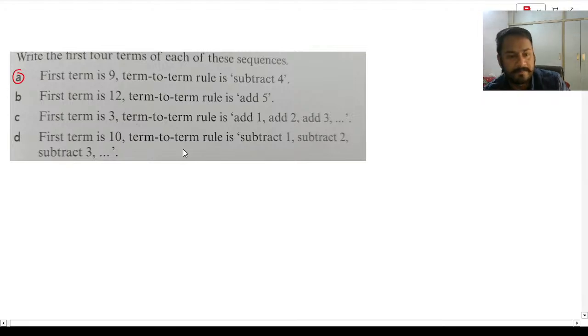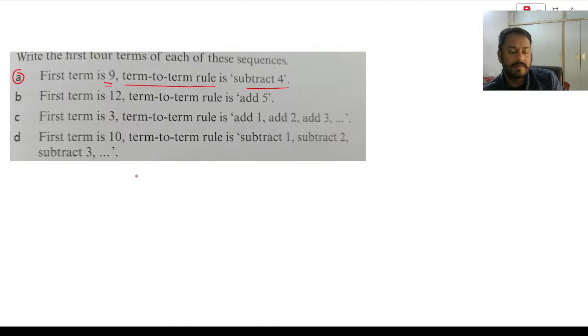Okay, so now the first question is: the first term is 9 and the term to term rule is minus 4. So basically the first term, that is term 1, and then term 2, term 3 and term 4. We need to find the first 4 terms. This is our position number, and the term we will write here. The first term is 9. To get the next term, I will subtract 4. So 9 minus 4, I will get 5.